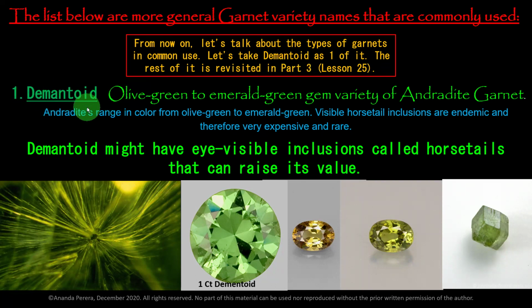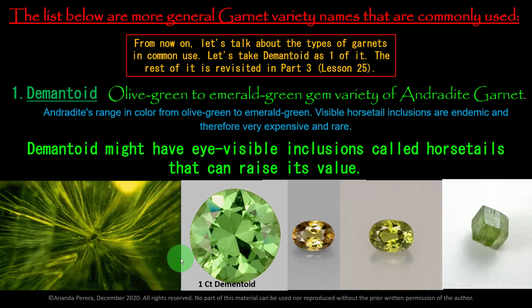Demantoid is another valuable garnet quality. We can find demantoids in Ratnapura, the color olive green to emerald green. This is the range of color. A gem variety of the andradite garnet family. Demantoid comes under the andradite family. Andradites range in color from olive green to emerald green. Visible horsetail inclusions are endemic and therefore very expensive and rare. This is the most valuable case.